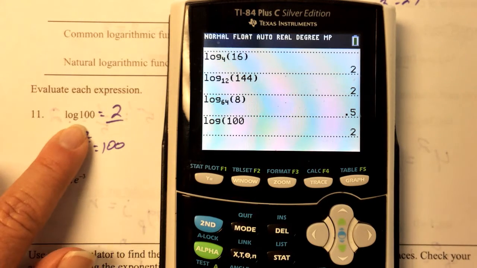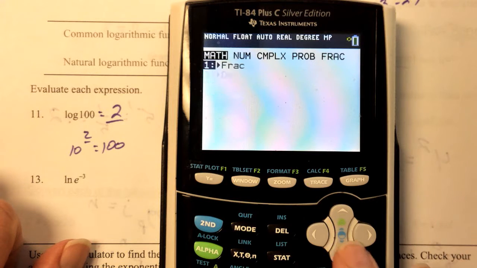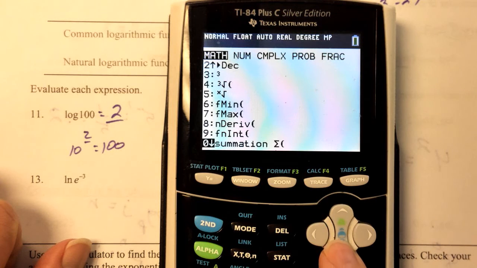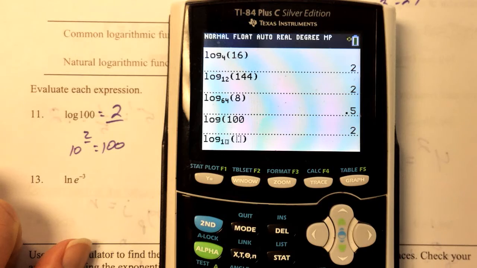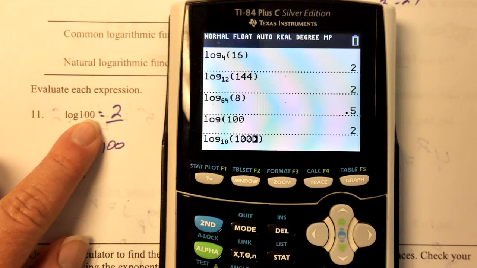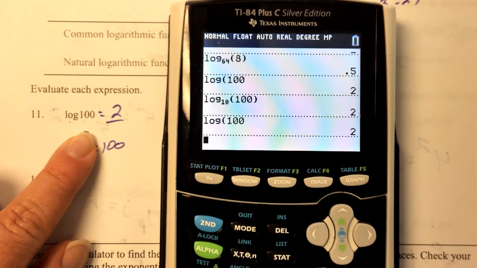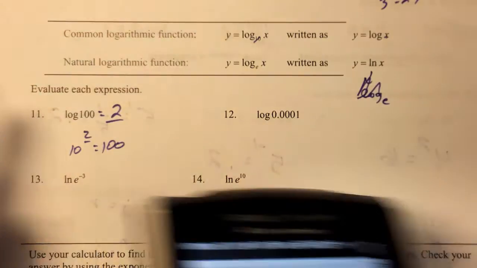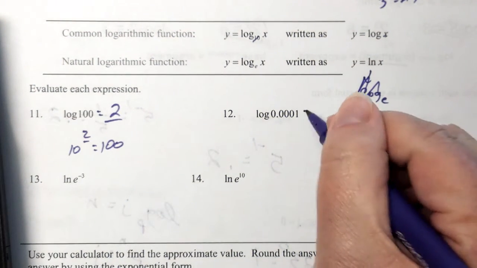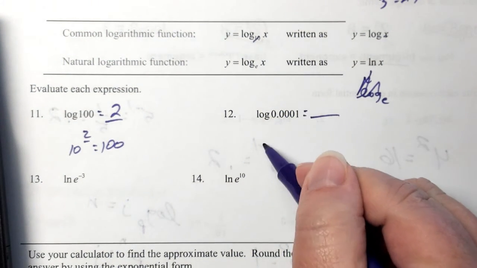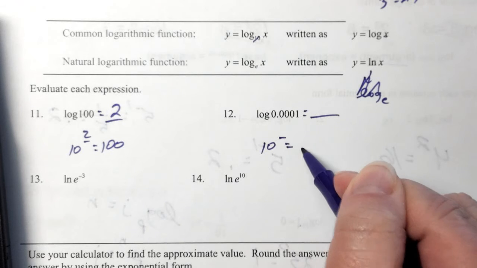The base was 10. So instead of having to go to math, arrow down to log base, and then type in 10 and tell it that the argument's 100, it's a lot faster to just hit the log button and say 100. They mean the same thing, okay? All right, what about this one? Well, base here is 10.